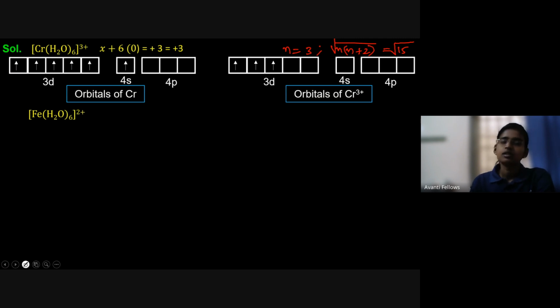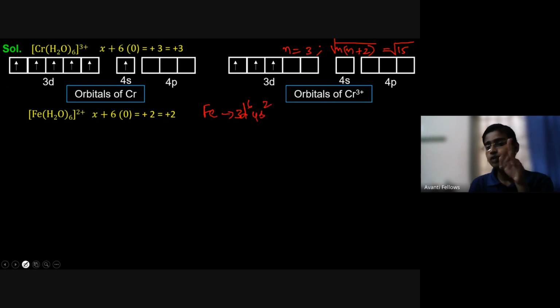Yeah, good. And students, you tell me the number of unpaired electrons present in the second complex, which is there on the screen. What is the oxidation state of iron? Oxidation state of iron is +2, right? Yes, very good. It is +2 because water is a neutral ligand. And what is the configuration of iron? Configuration of normal iron is 3d6 4s2.